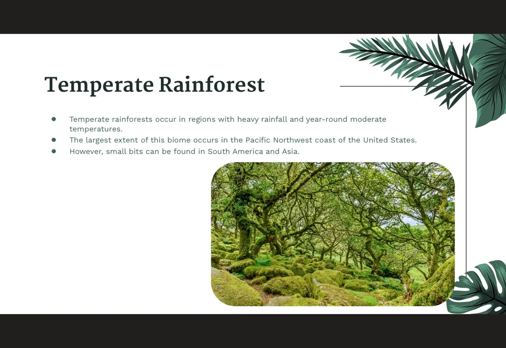All right, so our next biome is the temperate rainforest. Temperate rainforests occur in regions with heavy rainfall and year-round moderate temperatures. So this isn't tropical, this is temperate. The largest extent of this biome occurs in the Pacific Northwest coast of the United States. However, small bits can be found in South America and Asia.